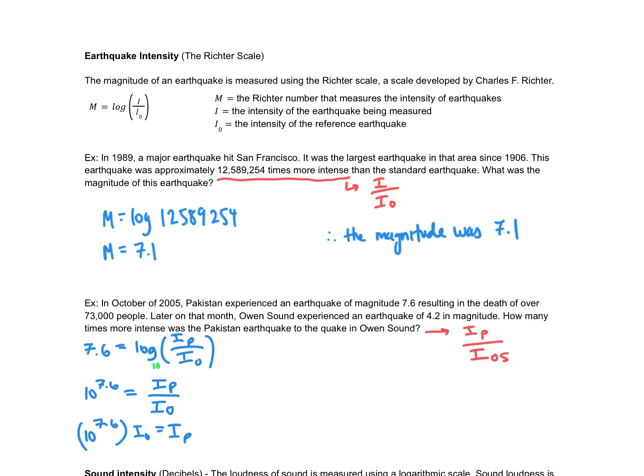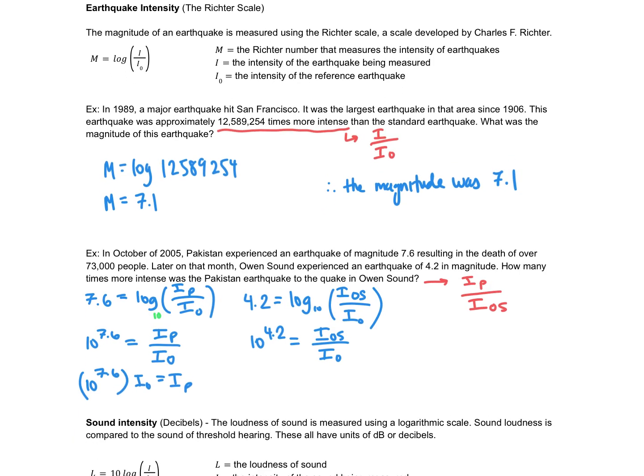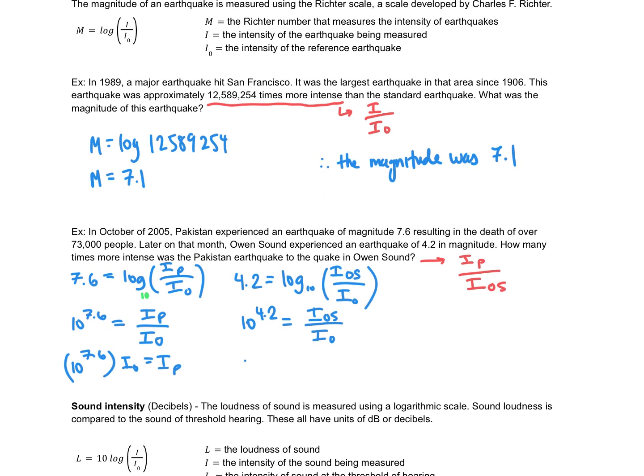Now I'm going to do the same thing for the Owen Sound earthquake. So its magnitude was 4.2. So 4.2 is equal to the log, I'll just put that little base, of the intensity of the Owen Sound earthquake relative to the reference earthquake. And again, 10 to the power of 4.2 equals that ratio. And now I'll multiply both sides by that reference intensity.